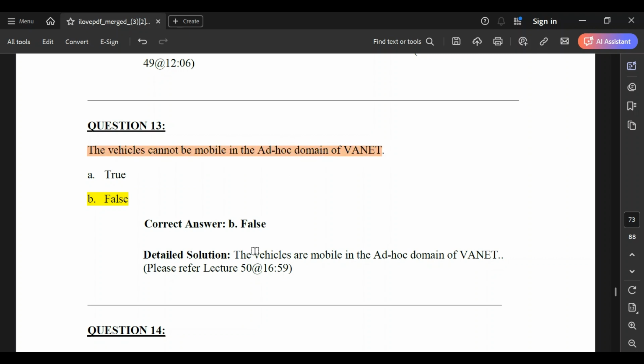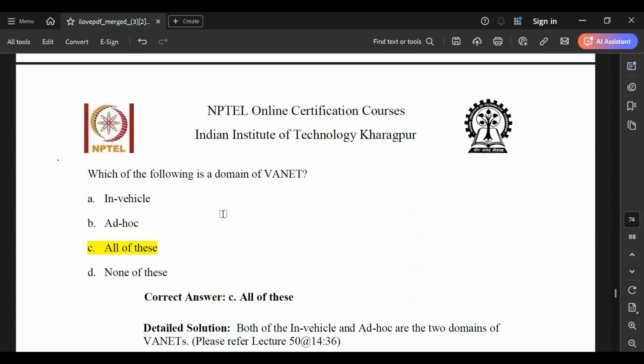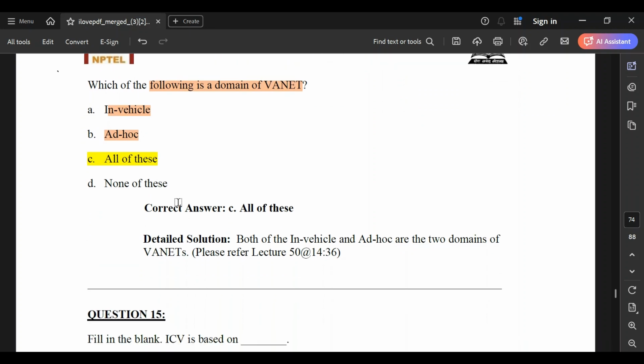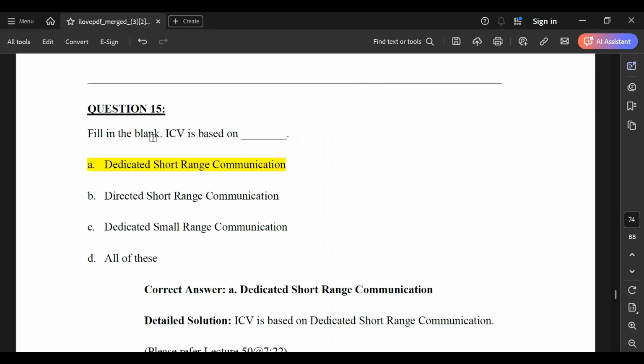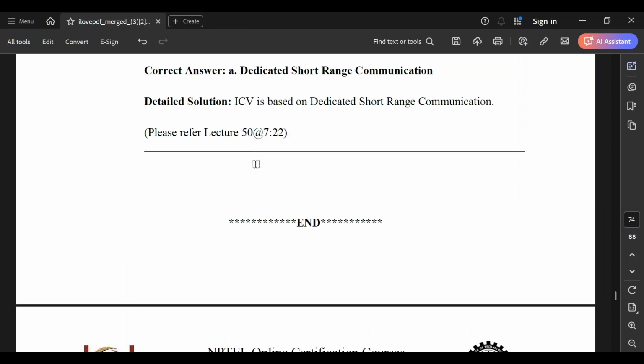This is false because the vehicles are mobile in the ad hoc domain of VANET. Which of the following is the domain of VANET? You can see vehicle ad hoc. The same question has been asked in the previous one, but the things have just been changed. So what is the ICV based on? It is based on dedicated short range communication.